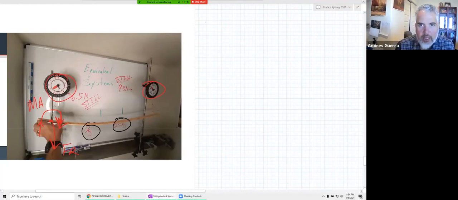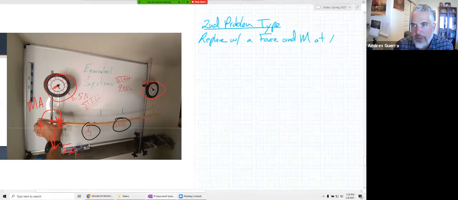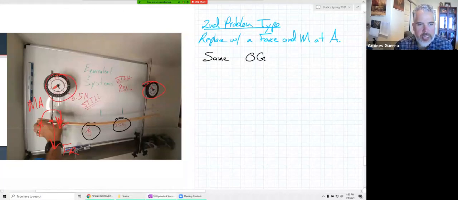So let's look at the second way here, or second problem type, is when we replace it with a force and moment at a specified point. We'll say for point A for this one. And so we're going to have the same original as before, right? Because we're still working on this problem where we're trying to get 6.5 newtons and 9.3 newtons. Same original system as before.